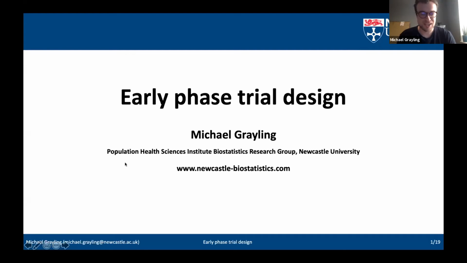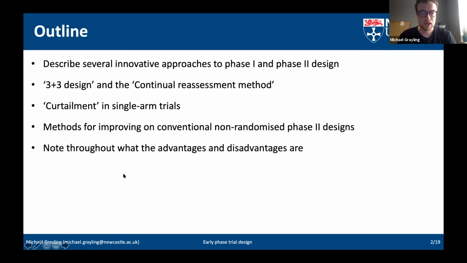Yes, I'm going to be talking very briefly about a few different types of innovative early phase trial design. There's going to be quite a big focus in terms of exactly what I'm saying on cancer trials, in particular drug trials. But I should just start by clarifying that a lot of this is really going to be relevant to other disease areas and other types of intervention as well.